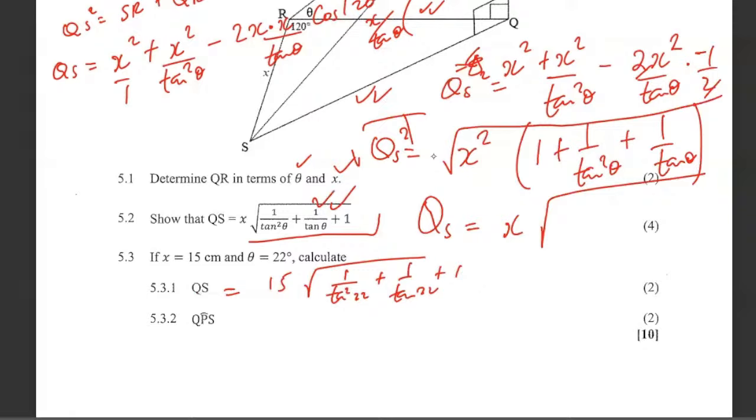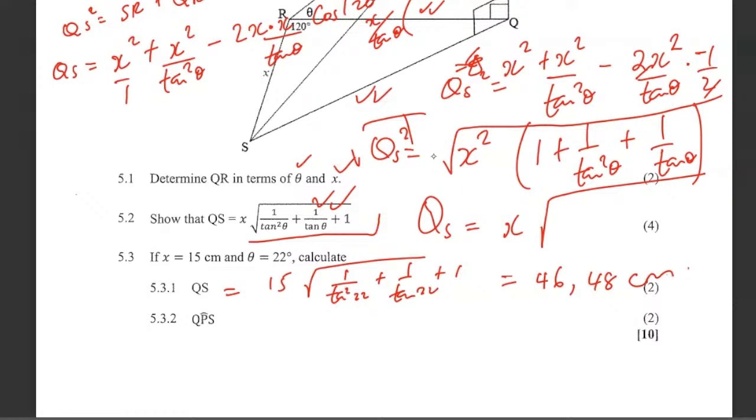If I do that, 15, say it's square root of 1 over, let me say the tan of 22. Close the bracket and then you square that. And then we plus the 1 over tan 22. Close that, then plus 1. That gives me 46.48 centimeters. Okay, so that is 46.48.